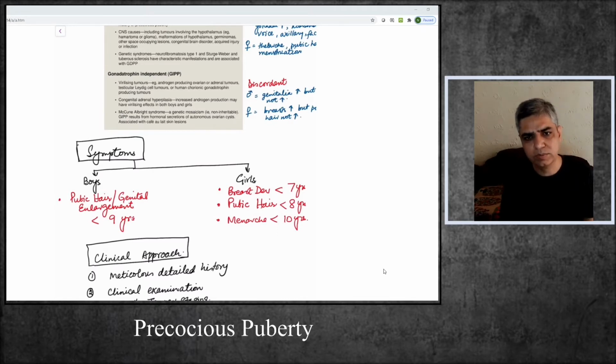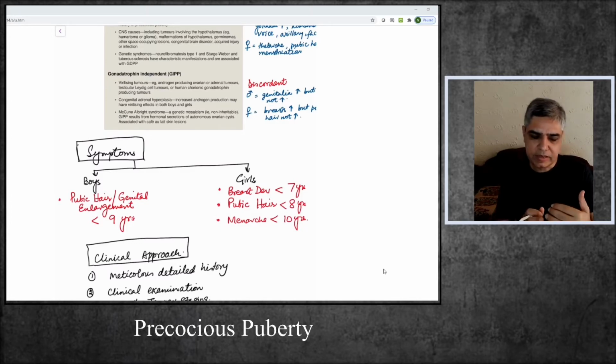In girls, they could present in different combinations. So they can present with isolated breast development less than 7 years of age, or they can have pubic hair less than 8 years of age, and or start of menarche less than 10 years of age. So you should understand these things, because in girls especially it's a bit tricky.